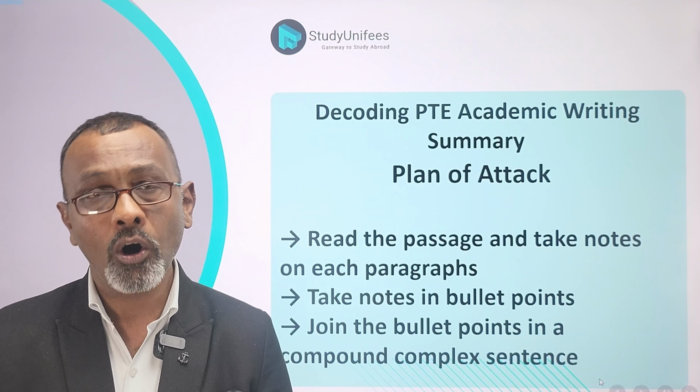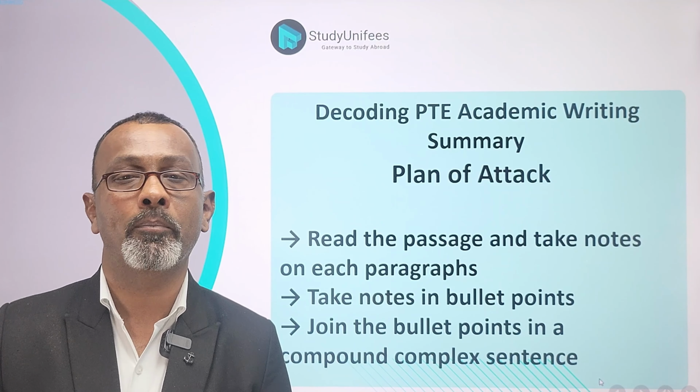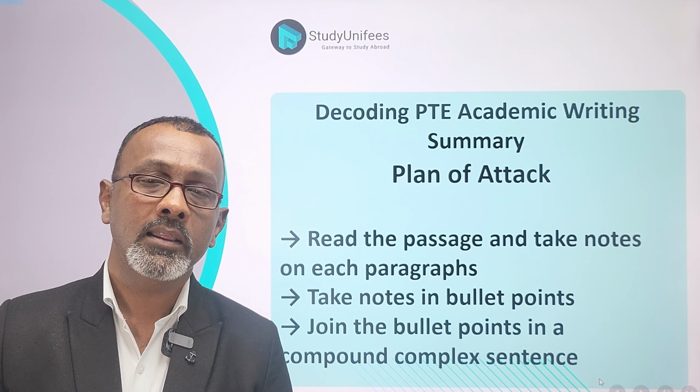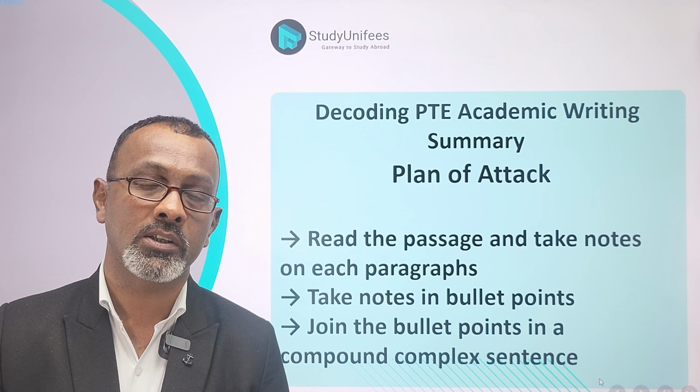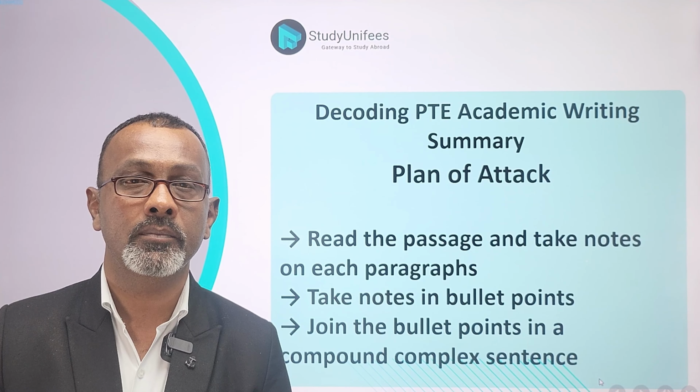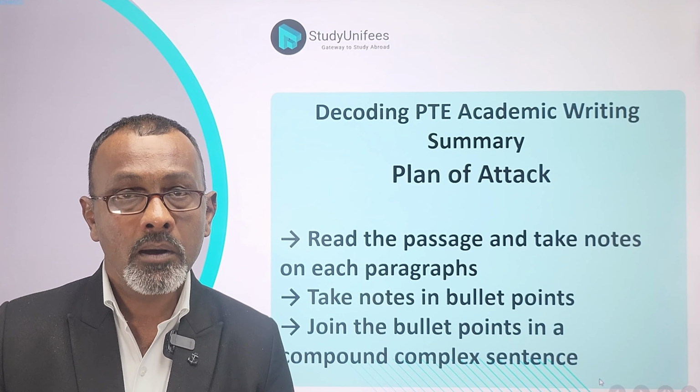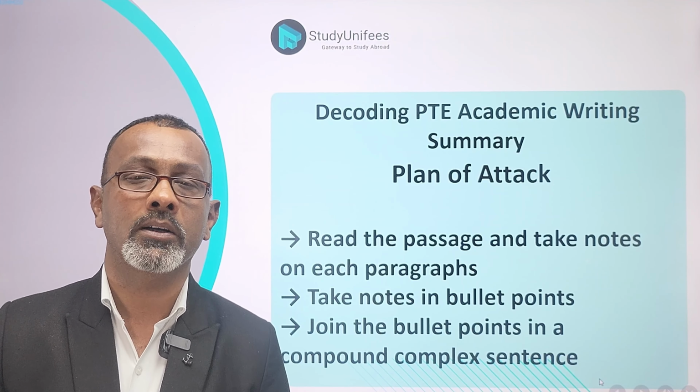Next, join all the bullet points in a compound complex sentence. A compound complex sentence is a sentence that has at least 2 independent clauses and 1 dependent clause. Learn how to write compound complex sentences and then practice a lot with summary questions.